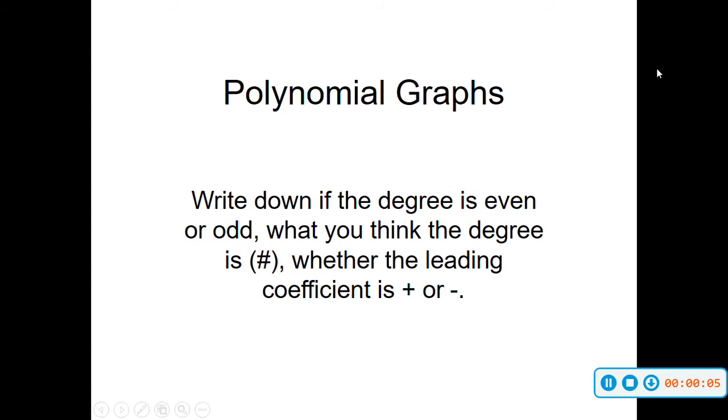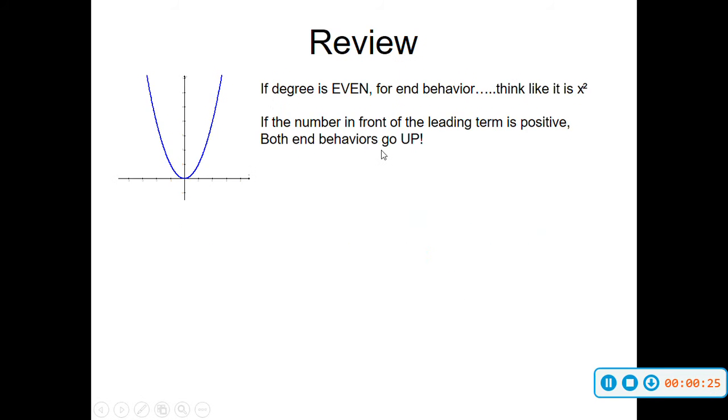So, all right, here it says to write down the degree. If the degree is even or odd, you don't have to write it down. We're just going to call it out and talk about these together. And then it also wants to know what you think the degree is, what the number of that degree is, and whether the leading coefficient is positive or negative. So if you were not here the other day, here's your quick review, and maybe it'll make more sense as we go through all of this.